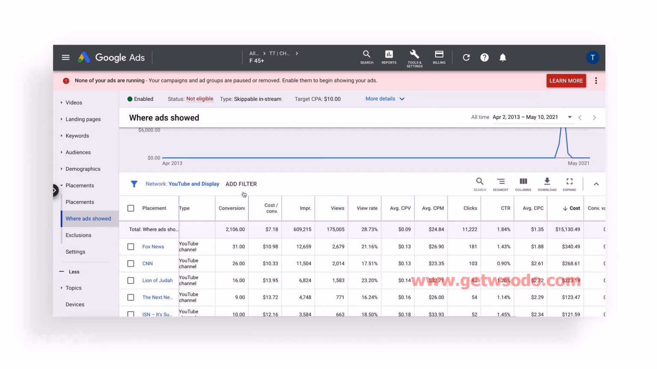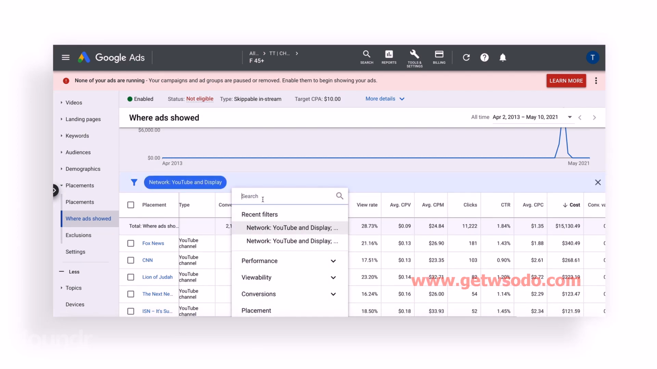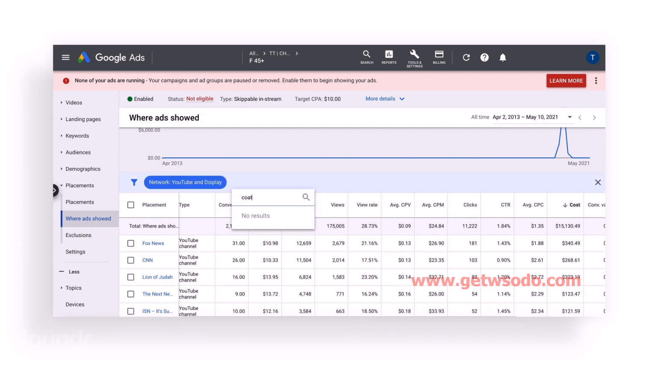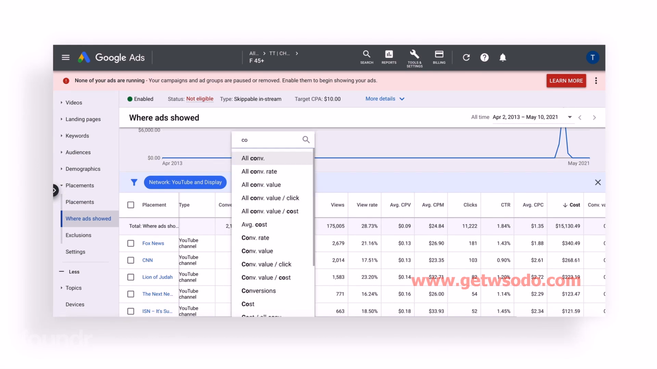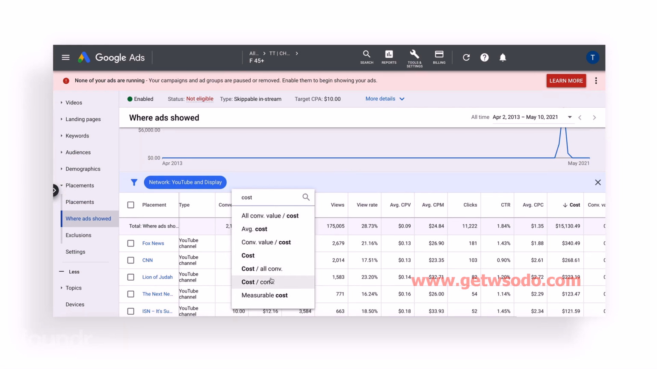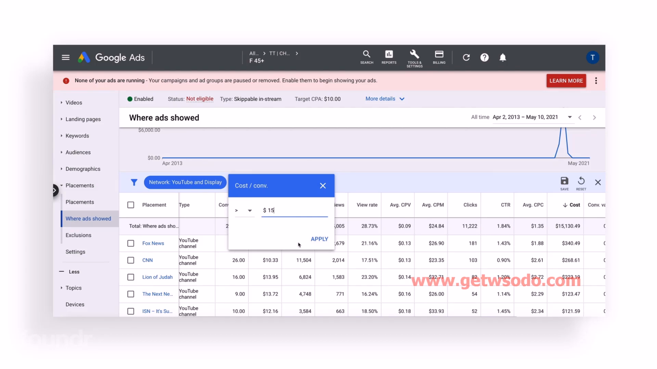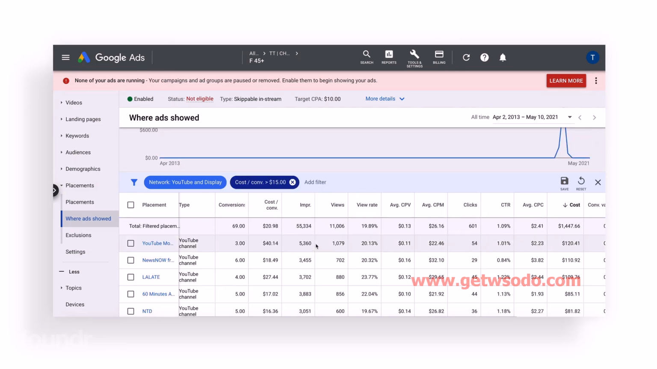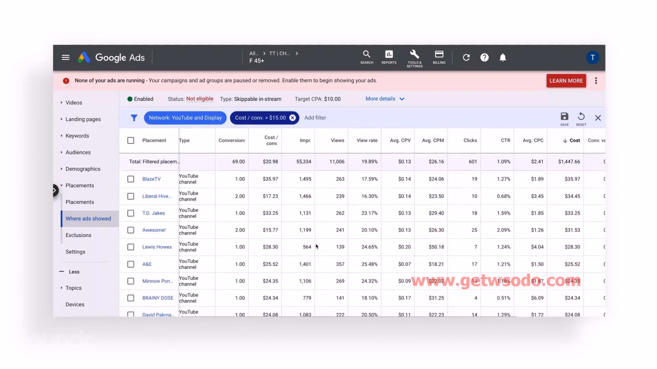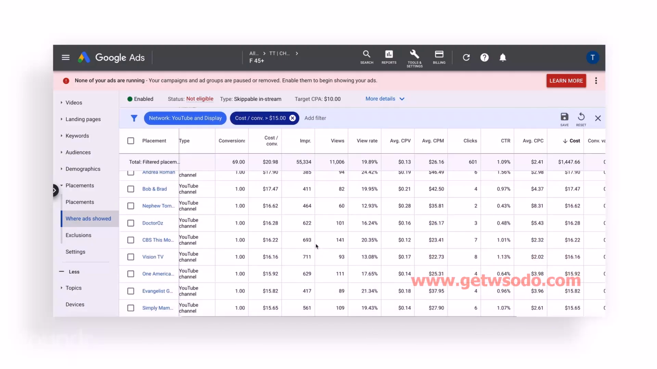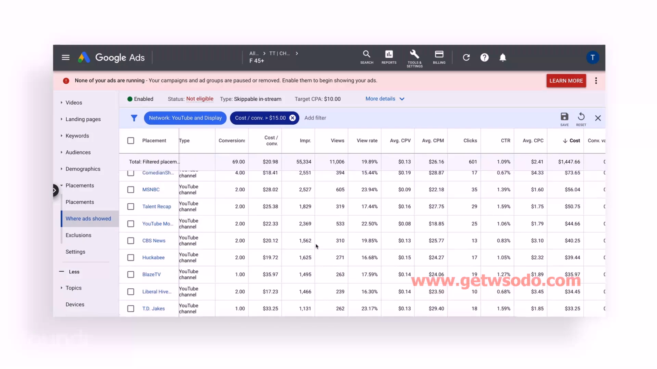In this instance, we know what our success metric is. We know that if we pay more than $15, that's not going to be good. So we're going to say cost per conversion greater than 15. We're going to click apply, and it's going to isolate all of the particular placements that our ads are running against that are outside of that range.